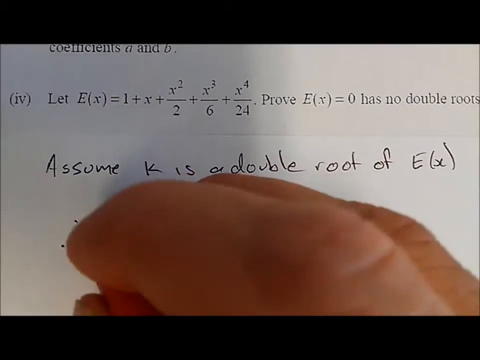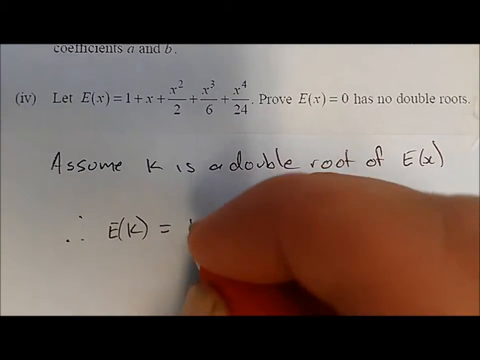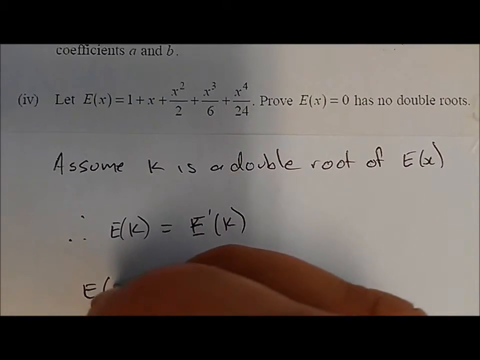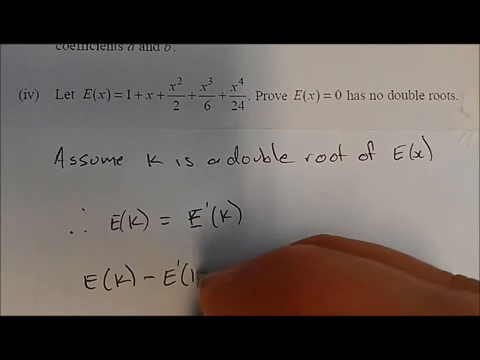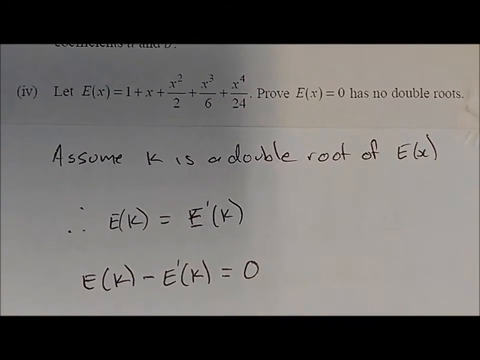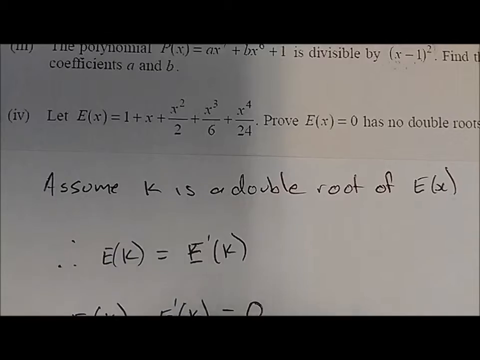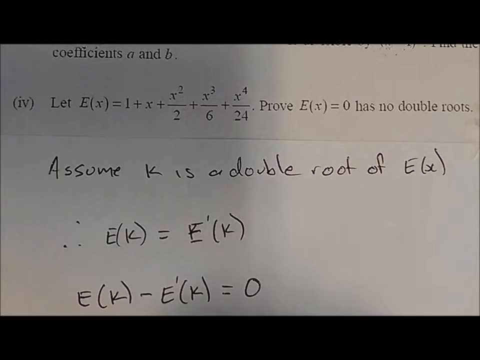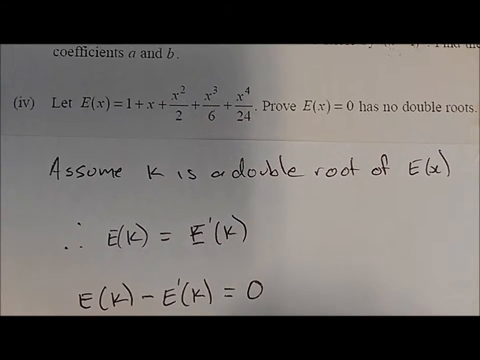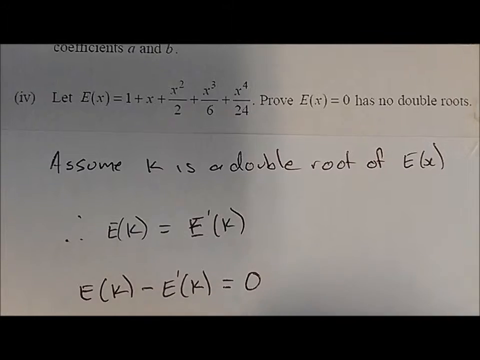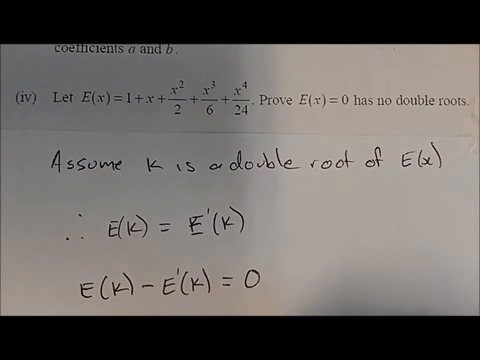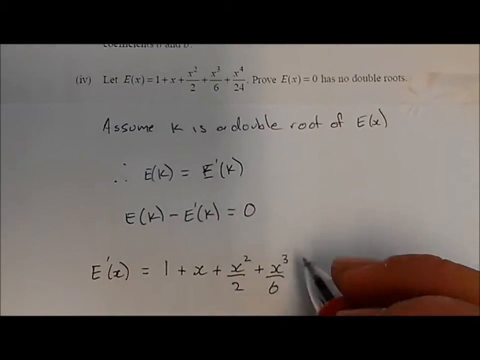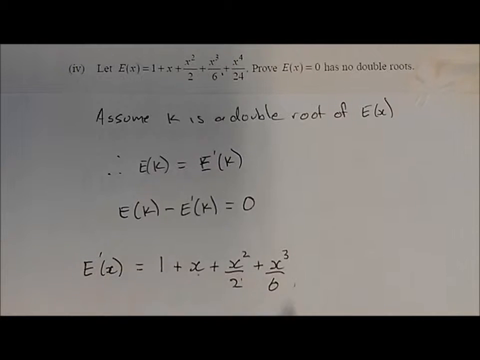So therefore, e of k must be equal to e dash of k. Or an easier way to work with this would be to say that e of k minus e dash of k is going to equal 0. So let's have a look at that quickly. Firstly, here's the polynomial up here. e dash of x is going to equal 1 plus x squared on 2 plus x cubed on 6. When you differentiate this original function, you should end up with this.